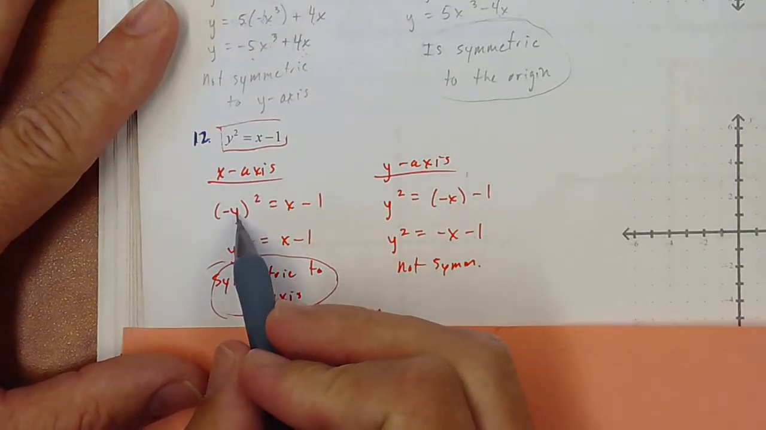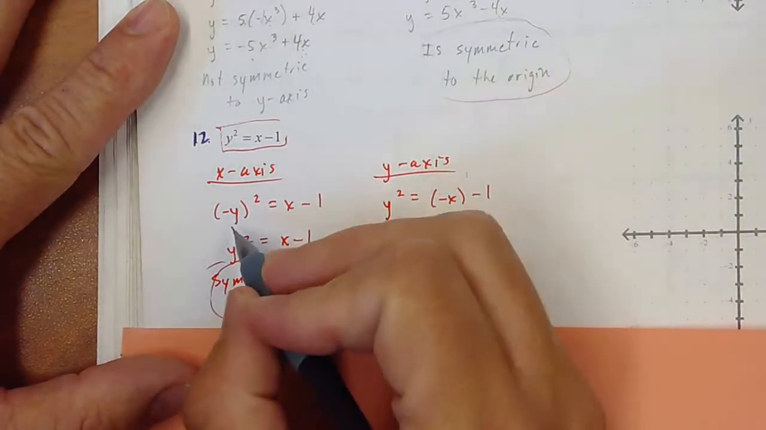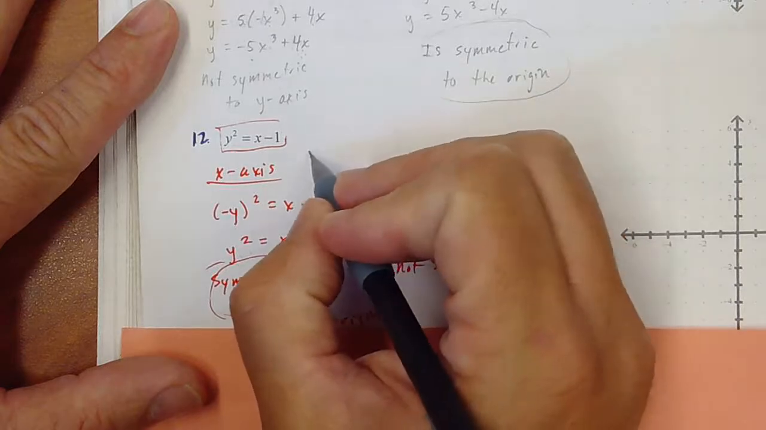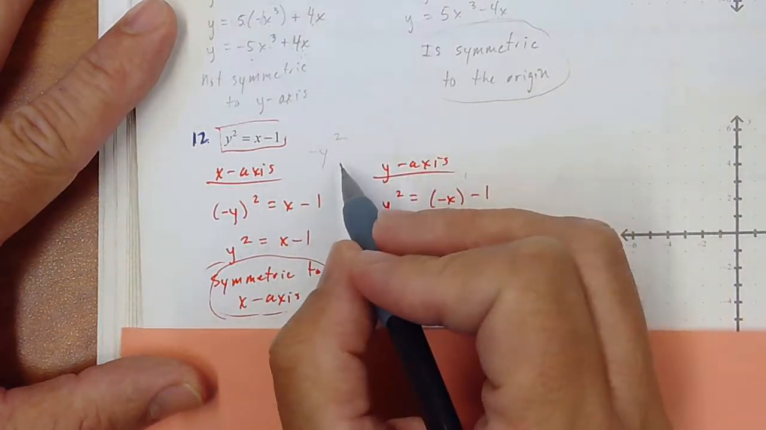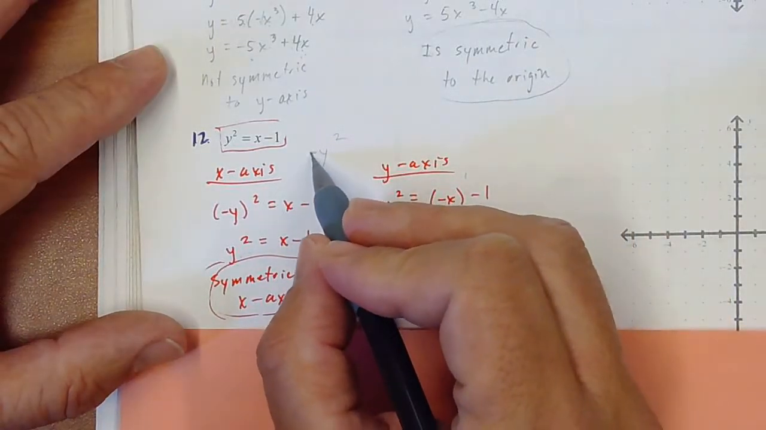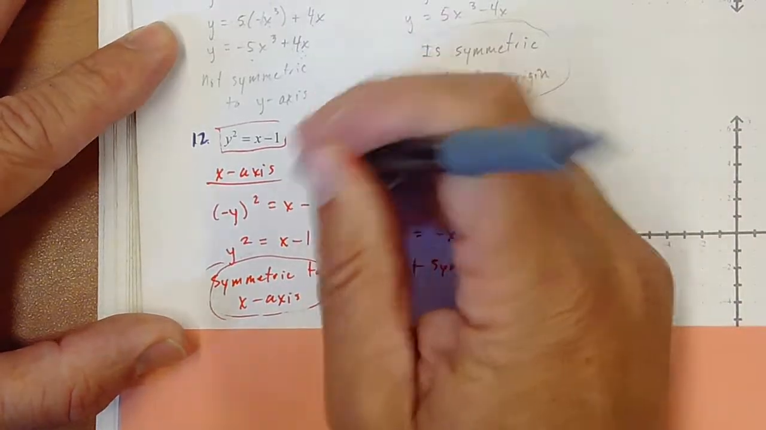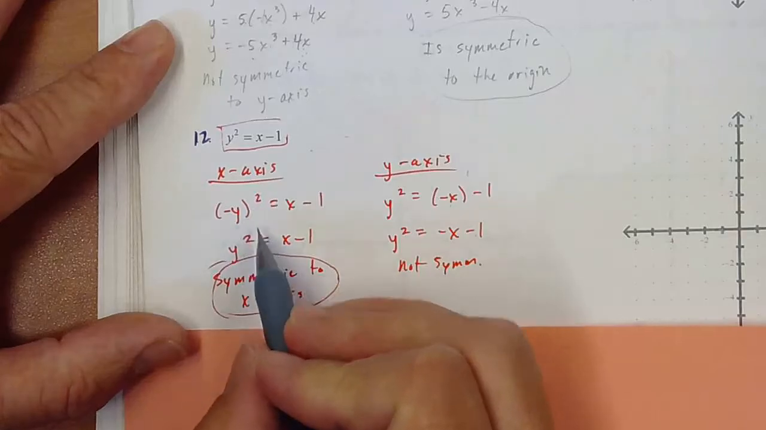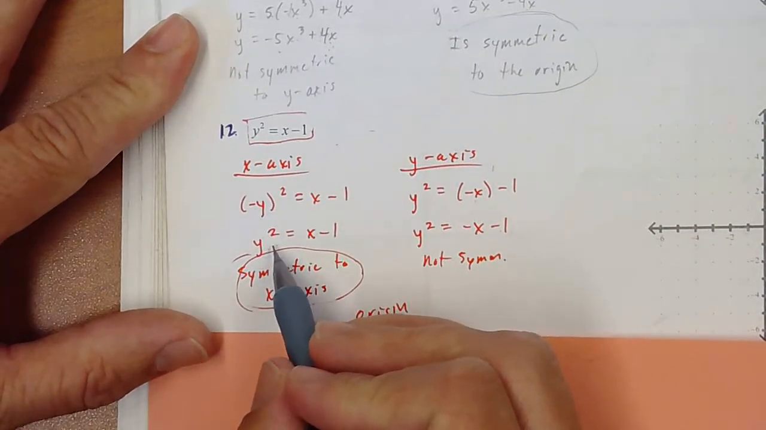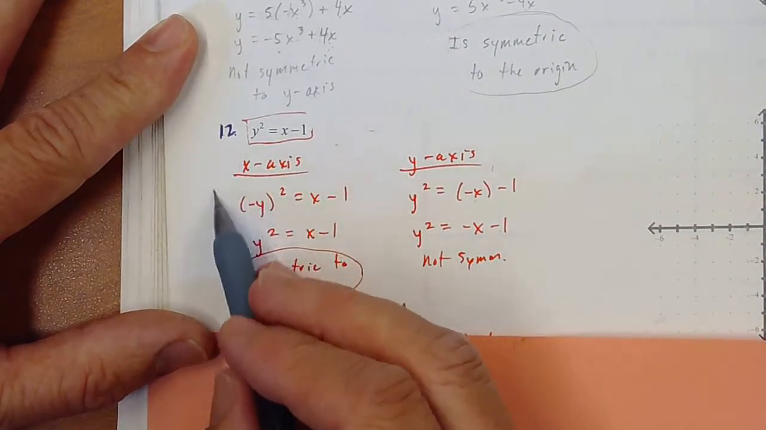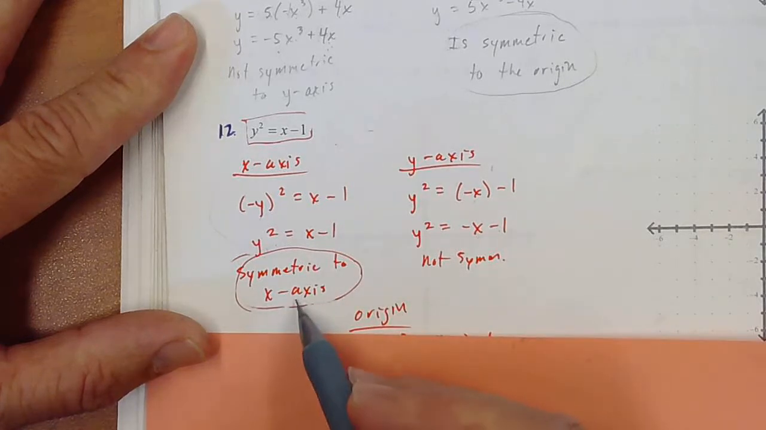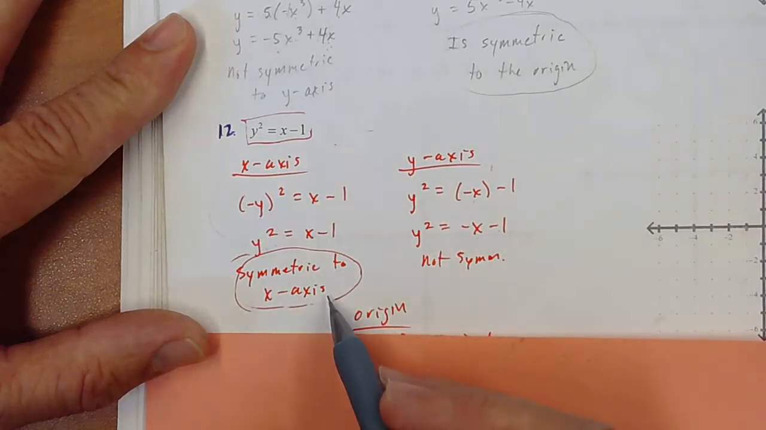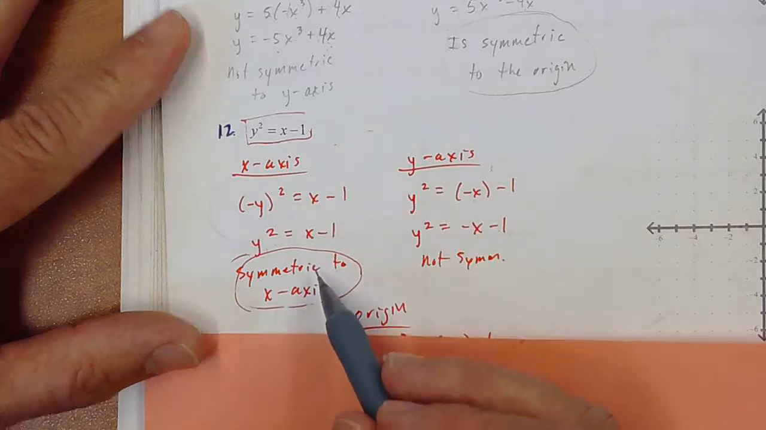X-axis, replace y with negative y. We should make it look like this. There is a difference between quantity negative y squared and just this, because this looks like you already squared it and you want a negative 1 out front. So put in parentheses when you're substituting things in, and that gives us positive y squared. This is the same as the original. Okay, so this has x-axis symmetry, or you can just say symmetric to x-axis. Any questions on that first part?